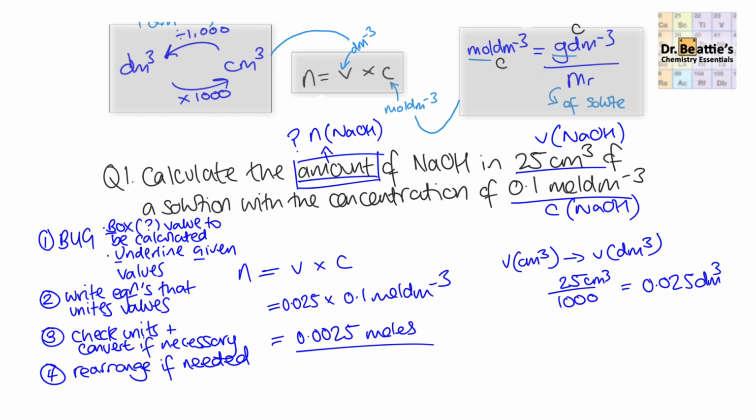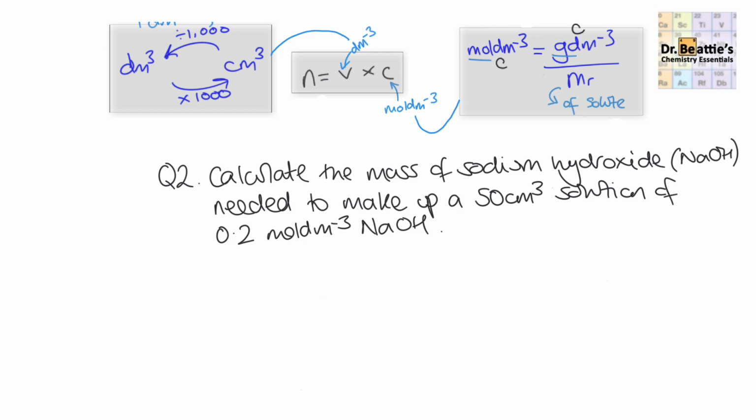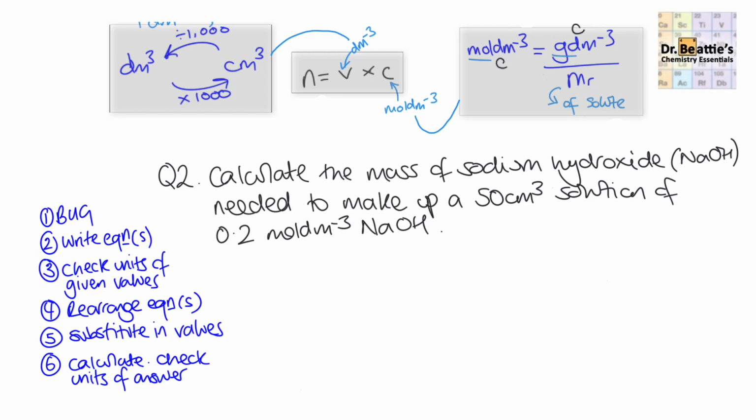Then we rearrange the equation too if needed, in order to get the value that we want to calculate, the one boxed. You substitute in the values once it's rearranged. Obviously in this case it was already giving us number of moles, so we substitute in the values. The final step is just to put these values in a calculator and then check that the answer has the correct SI units. Okay, so what I want you to do is apply those same six steps to this question here.